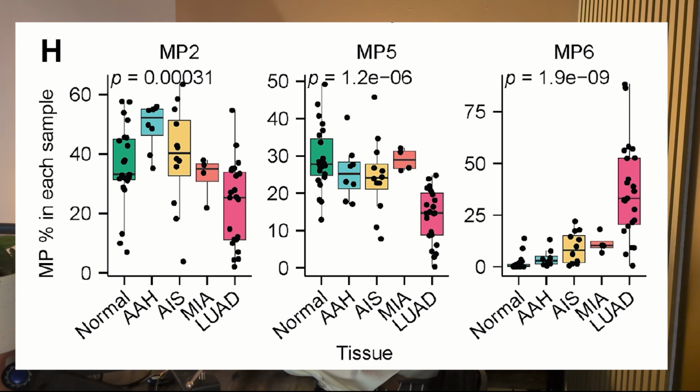Panel 3H shows how these programs evolve across pathology. AT2 and AT1 metaprograms drop sharply from normal to AAS, AIS, and LUAD. MP6, the tumour KAC program, increases progressively even in early lesions. This progression mirrors the morphological continuum and shows the transcriptional drift begins far earlier than histological invasion.